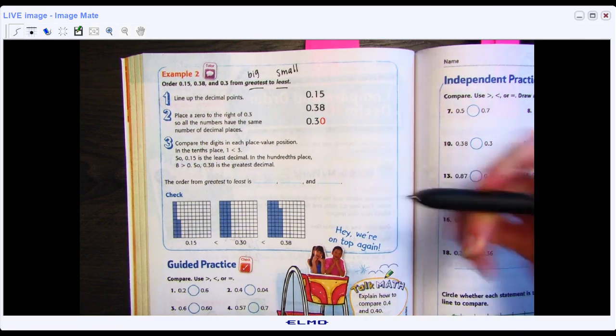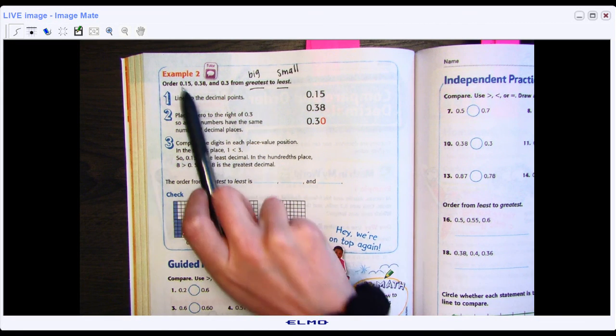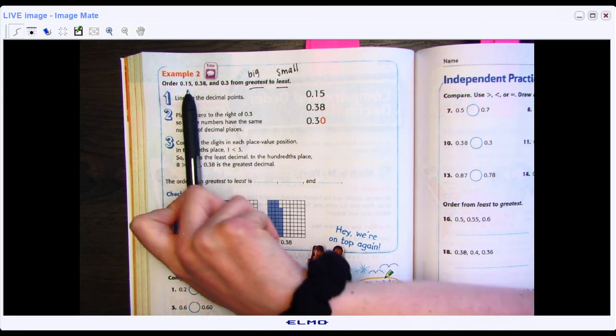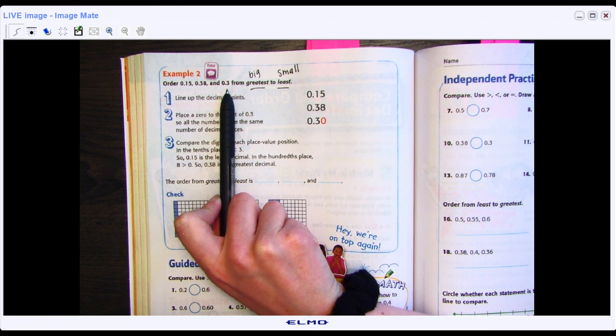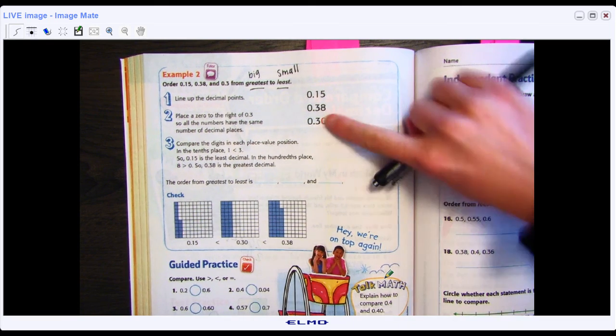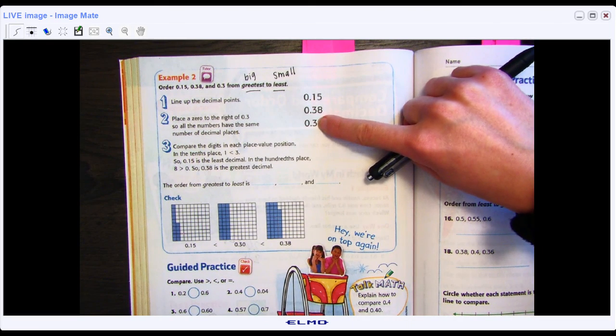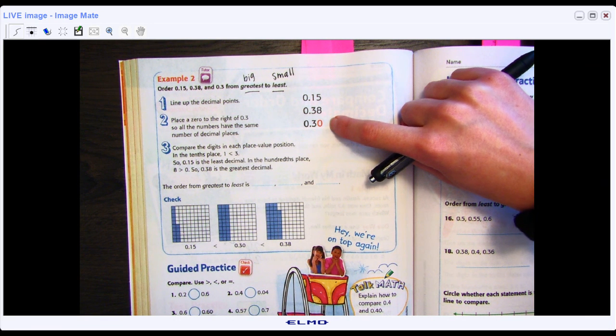Well, in order to do that, we have to figure out which one's bigger. So we've got 15 hundredths, 38 hundredths, and 3/10. So they've already lined it up for us. And when they lined it up, they saw that this 3/10 did not have a second number. So they knew that 30 hundredths was equivalent to 3/10. So they went ahead and just drew a 0 there because they're equivalent. They're the exact same thing.